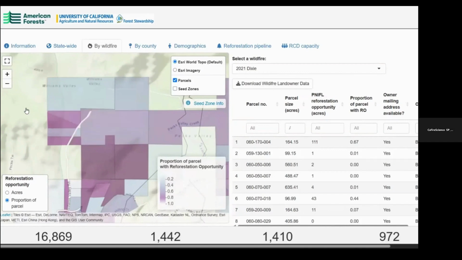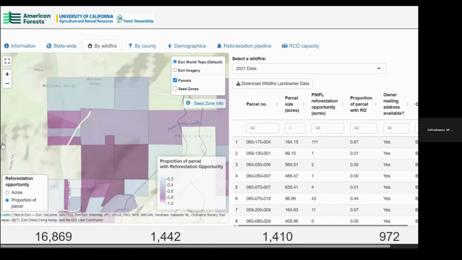If I was trying to plan out my project, I could look at this cluster here. We worked on a lot of these, but I could look at this cluster and think, wow, this whole area, this Williams Valley and Peck Valley area, has a lot of landowners with a higher proportion of the parcel in need of reforestation. I should look at who these landowners are, and either directly reach out to them, or find out who this one larger landowner is, talk to them, and get a sense of who their neighbors are.